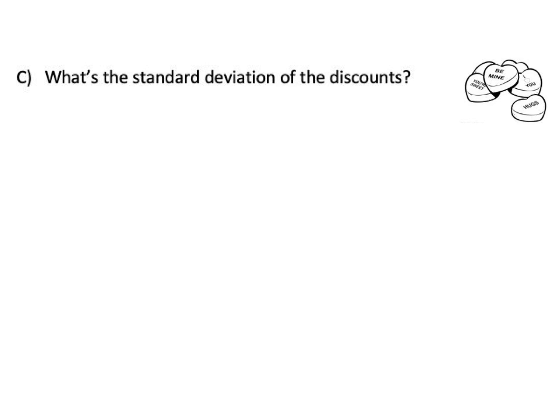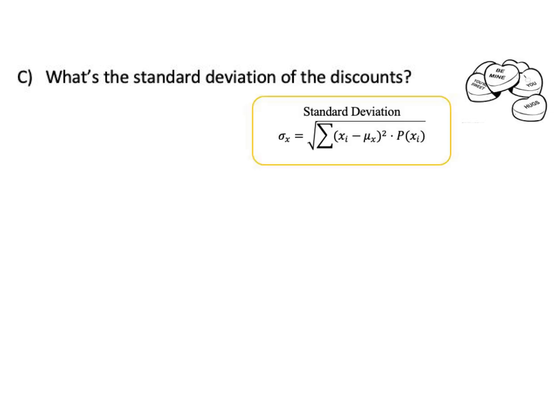Now we're going to find the standard deviation of the discounts. Again, the standard deviation formula is given on the AP exam formula sheet. When you're doing this, you want to show your work. So sigma of your random variable is equal to, you're going to subtract each X value minus the mean, square it, and then multiply it by the probability of it occurring. You'll sum all those and end up taking the square root.